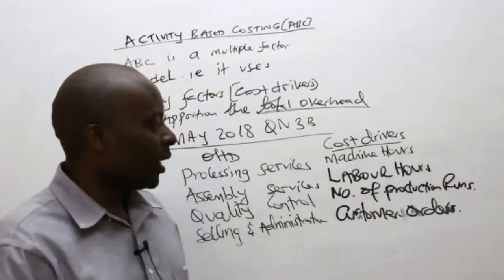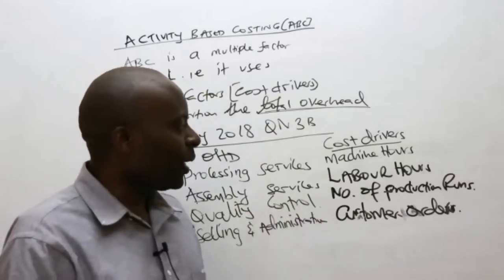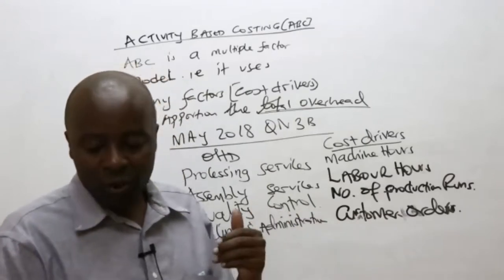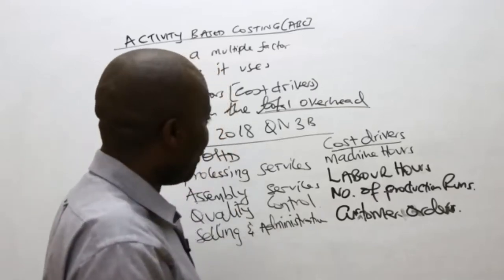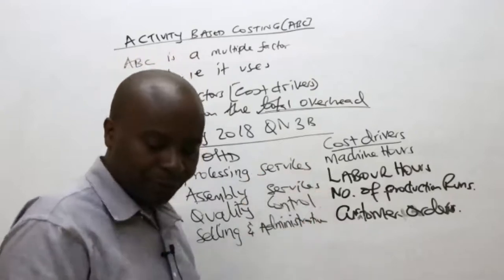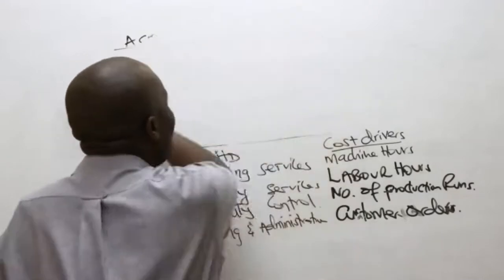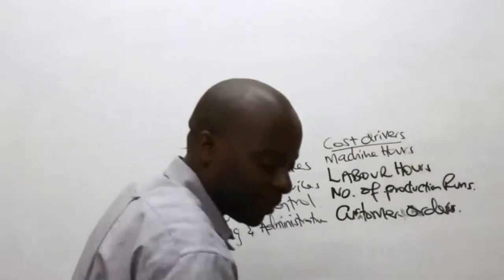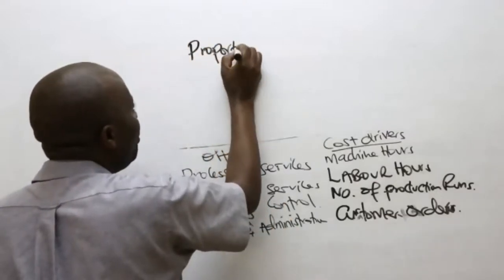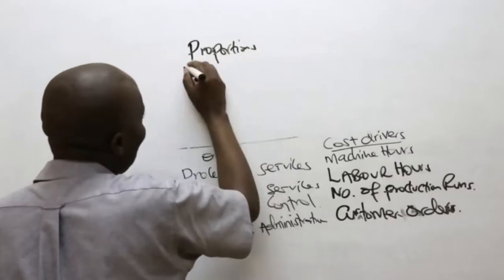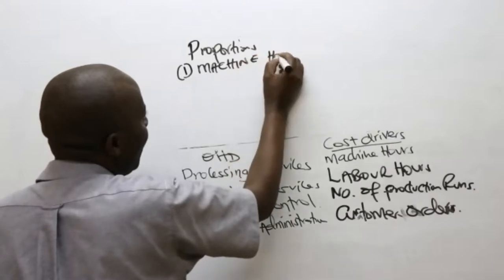Now, ladies and gentlemen, I would want us to start doing the apportionment. For us to do the apportionment, we need the proportions. So I would need you guys to come and give me the proportions here. We start with machine hours. So I'm doing the proportions, and I've begun with machine hours.